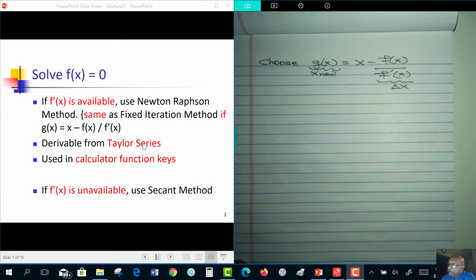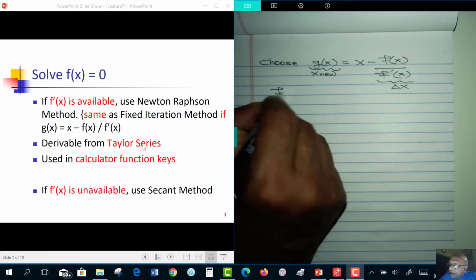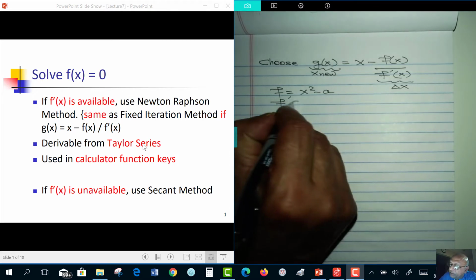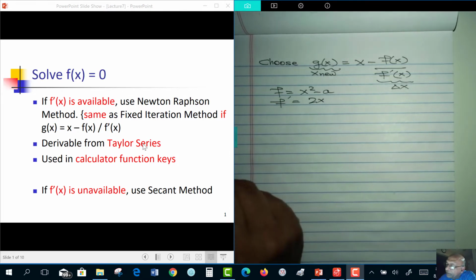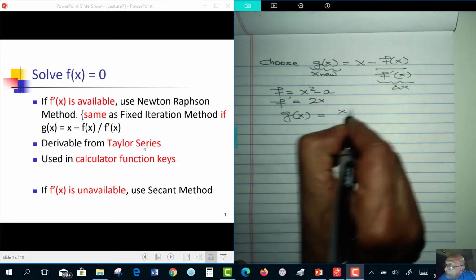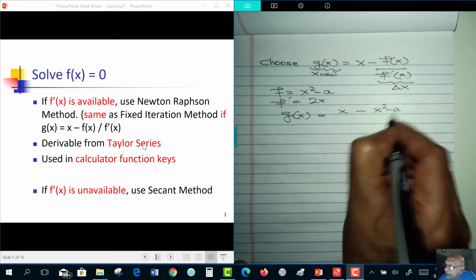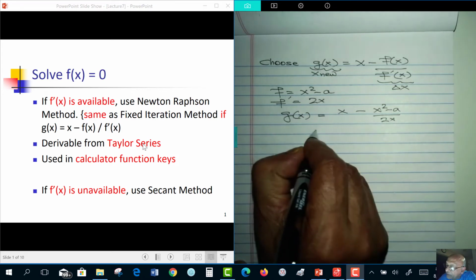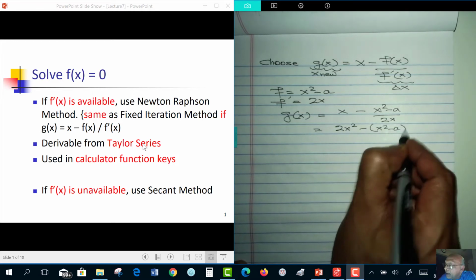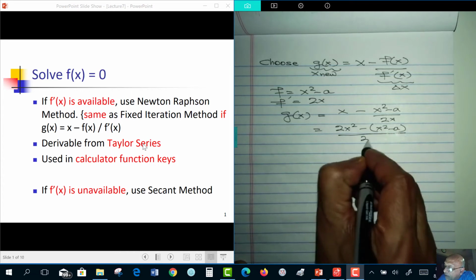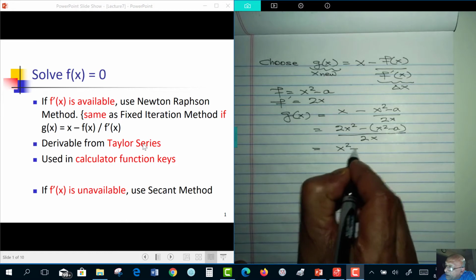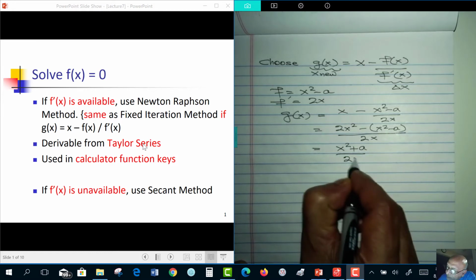So we are doing the same thing as the Newton-Raphson method. So we know our function is x squared minus a. So if you take its derivative, we'll get 2x. So our iterator g of x becomes x minus x squared minus a over 2x. We simplify it: 2x squared minus x squared minus a over 2x. So we will get x squared plus a over 2x.